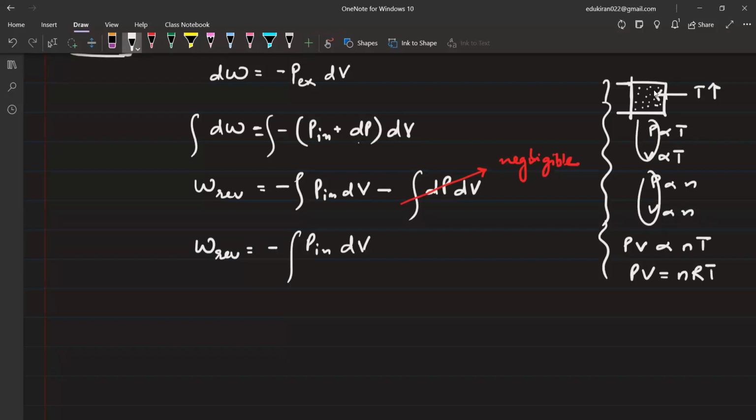Please tell me. R is just some constant. We will understand what that constant is. It's a constant. Got it? PV is equal to nRT. All of you? Okay. Now I can write pressure is equal to nRT by V.